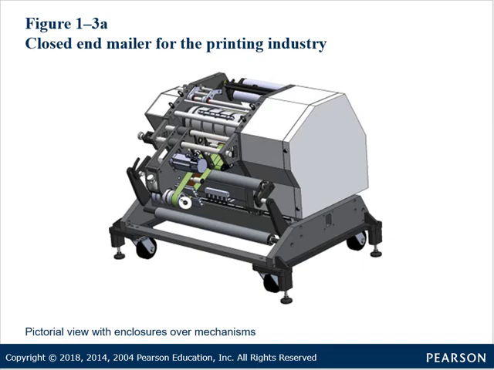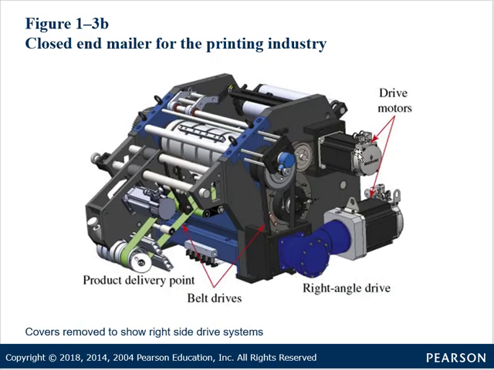Another example would be this closed-end mailer for the printing industry. If we take some of the covers off of it, we can show you some of the internal components. It's a very complex mechanical system. Here we have drive motors. We have shafts that go all the way through. You'll see some gears here on the other side. The drive motors turn the shafts. Here we have belt drives. This is where the product comes out. So we've got a lot of mechanical components and a lot of different parts going into making up the overall function of this complex system.